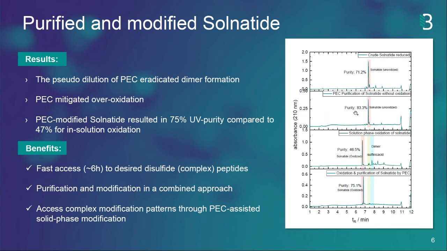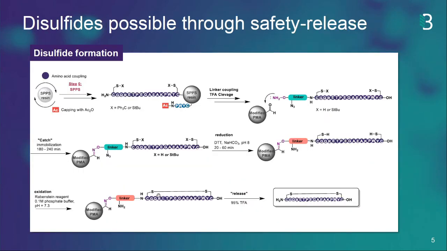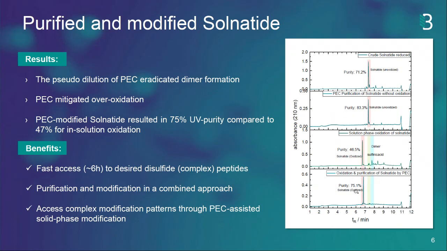Whereas if you perform the oxidation also in the PEC, with the modification, as I showed you in the previous slide, we could achieve a disulfide bond purity of 75% compared to the solution phase, where we can achieve only 46%. Here we can completely mitigate the dimer formation, as you can see here, and we can completely reduce the sulfenic acid formation, which is over-oxidation. The reason is that the pseudo dilution in PEC eradicates the dimer formation and decreases the sulfenic acid over-oxidation.